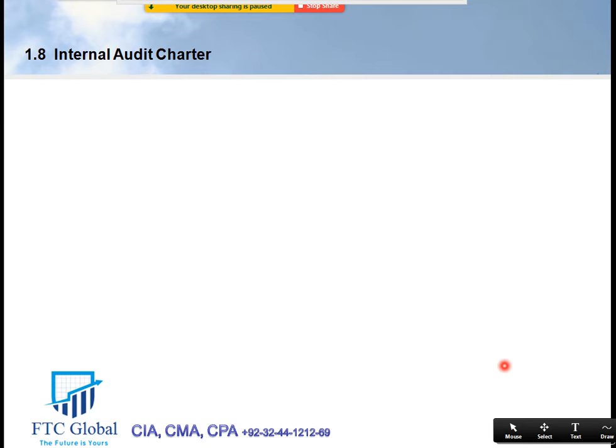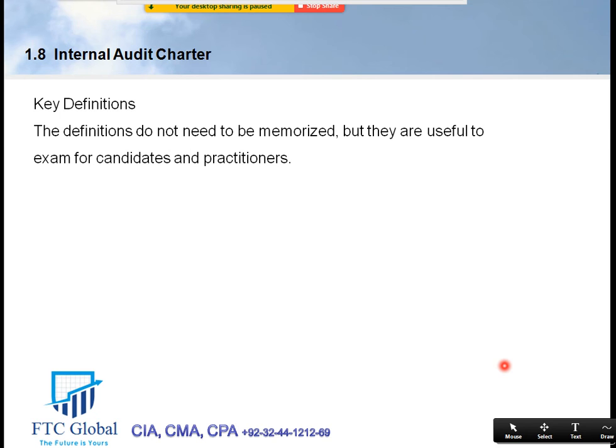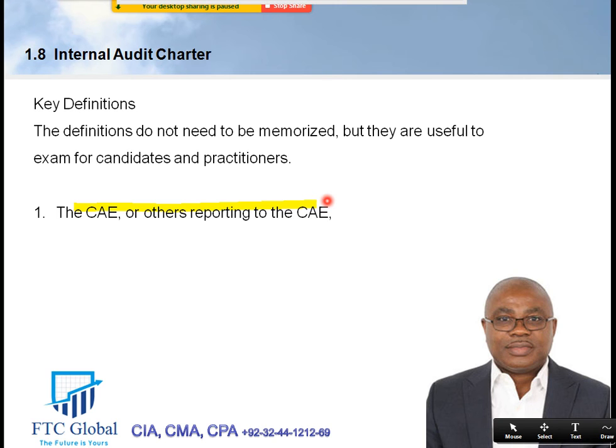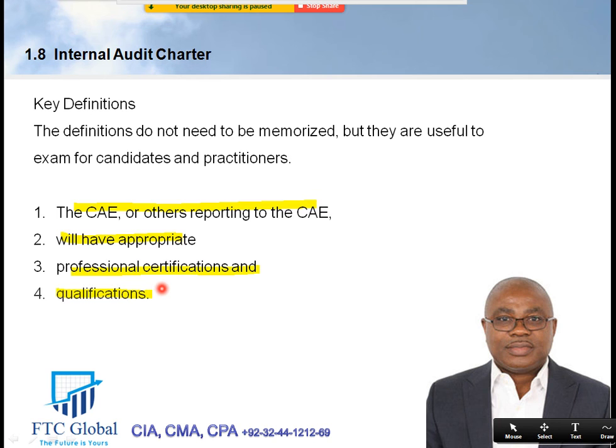Then next we have the staff auditor. The chief audit executive is the one who is heading the internal audit department. There will be some people working under him: the audit manager, the internal auditors, staff auditors, assistant auditors. There are many designations. Again, these definitions need not be memorized. They are just helpful for you to understand the idea, the concepts. The chief audit executive or others reporting to the chief audit executive will have appropriate professional certifications. I am working as an internal auditor and I report to the chief audit executive. The chief audit executive himself will be a qualified accountant holding ACCA, CA, or CIA. But the people working under him are expected to have appropriate professional certifications, like CMA, CIA, CA, CS, CSA, etc. These qualifications make you more competent, more proficient in your work.